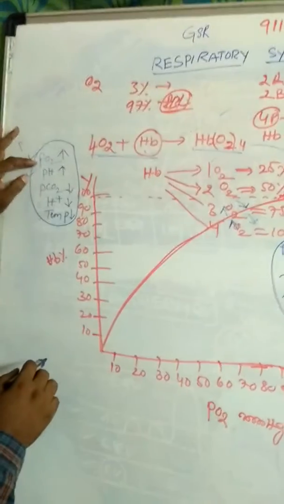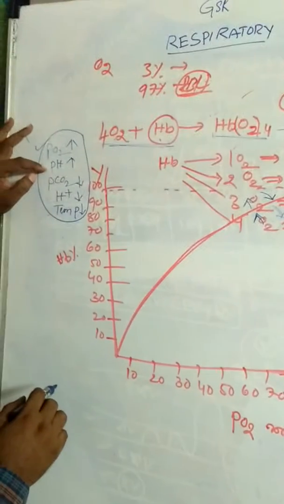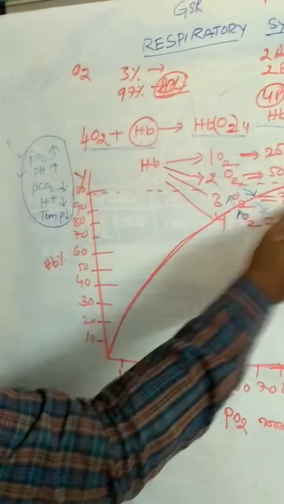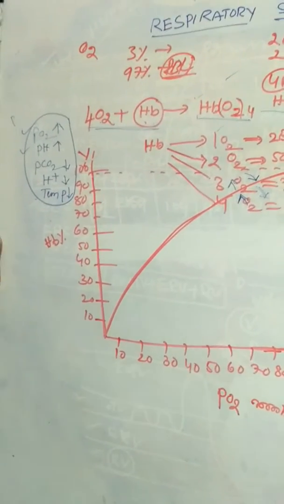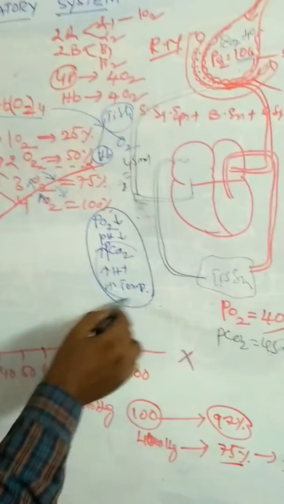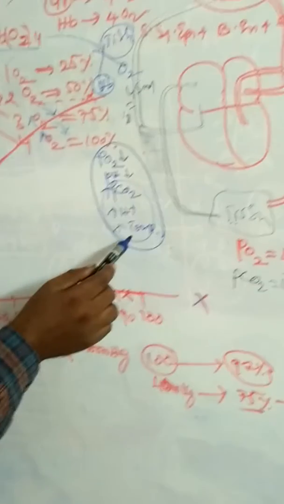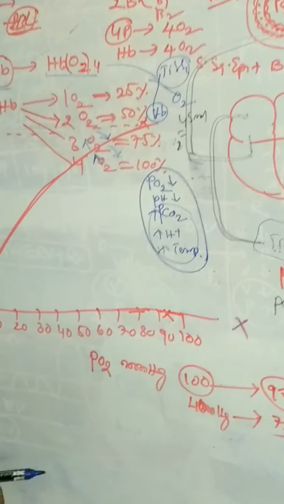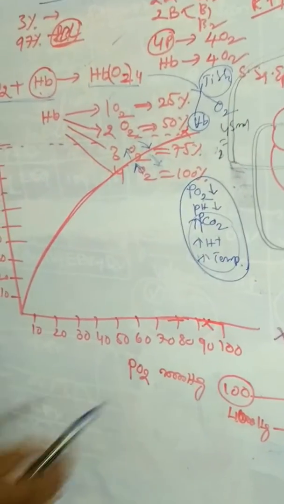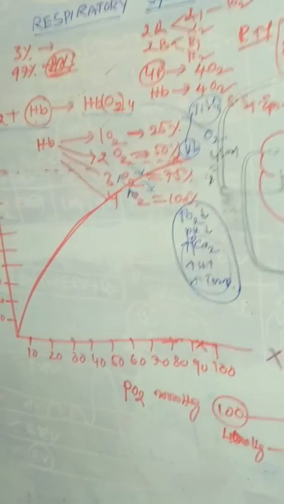If the conditions are high partial pressure of O2 and high pH, this oxygen hemoglobin curve moves towards the y-axis. If the conditions are high pCO2, high H plus and high temperature, this curve moves towards the x-axis, that means left to right, towards the right.